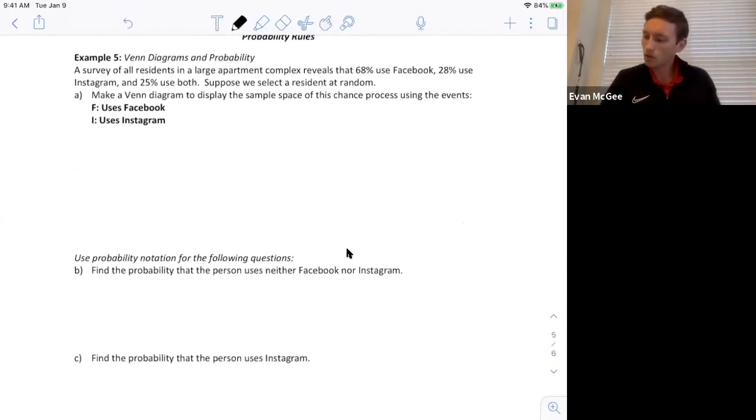A survey of all residents in a large apartment complex reveals that 68% use Facebook, 28% use Instagram, and 25% use both. Suppose we select a resident at random. Make a Venn diagram to describe the sample space for this chance process using the events F, picking someone who uses Facebook, and I, someone who uses Instagram. The first thing you need to make sure you do when you're making a Venn diagram is you draw the rectangle to represent everyone that's outside of the circles.